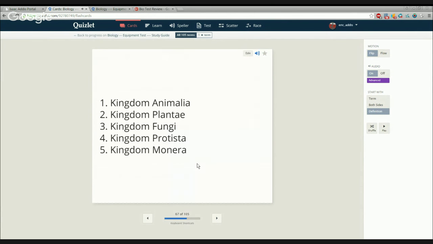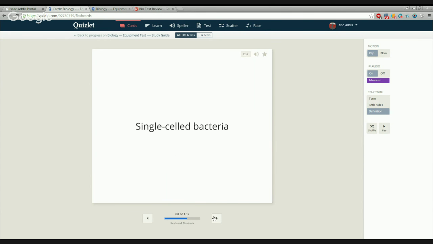Oh, okay. Let's go through them. Kingdom Animalia, Kingdom Plantae, Kingdom Fungi, Kingdom Protista, and Kingdom Monera. And I'm pretty sure this is going to be on your exam, so you should probably pay attention to this. These go from most complex to least complex, and Kingdom Monera is going to be the least complex. I mentioned earlier, they're your bacteria, right? They're going to be your single-celled things. Yeah, single-celled bacteria. That would be Kingdom Monera.